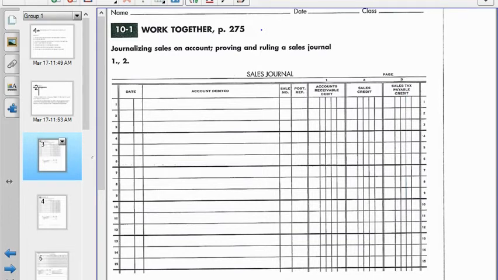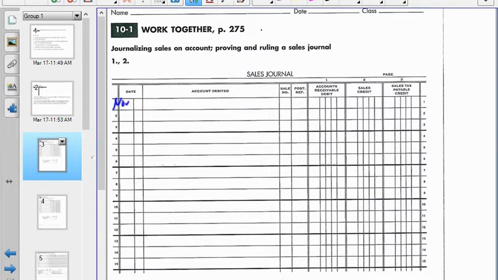So you take a look at page 273. Here is our first transaction. November 3rd, sold merchandise on account to a company called Village Crafts, $540, plus the sales tax of $32.40. My total amount, or my account receivable, is $572.40. Sales invoice number 76. So we're going to do that transaction here.